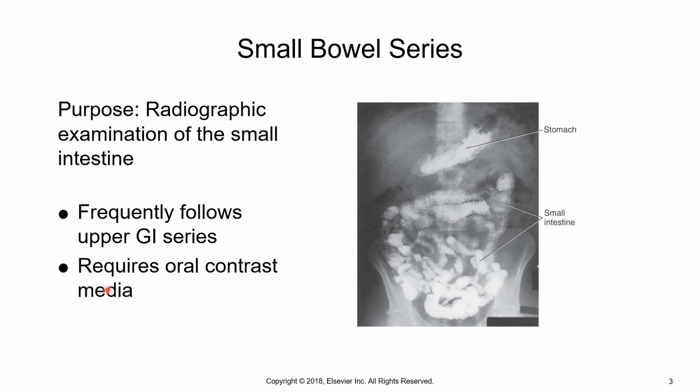So you can see it says that it frequently follows an upper GI series, and it does require oral contrast media because in order to see the intestines, you have to have some kind of contrast media in order to make those stand out. So in this particular radiograph in 13.2 on page 500, you can see the remnants of the contrast that are in the stomach. Then it would come through the duodenum. It would go through the jejunum, which is the feathery part of the small intestine, and then ends up in the ileum and goes into the large intestine.